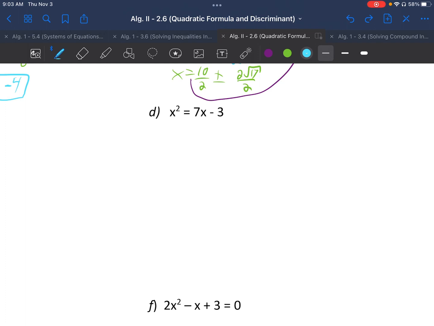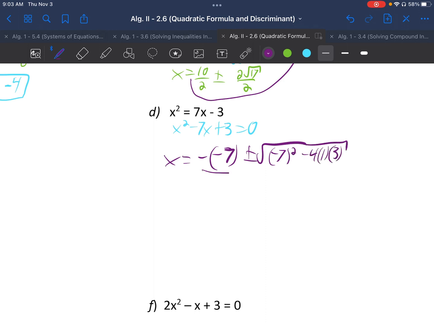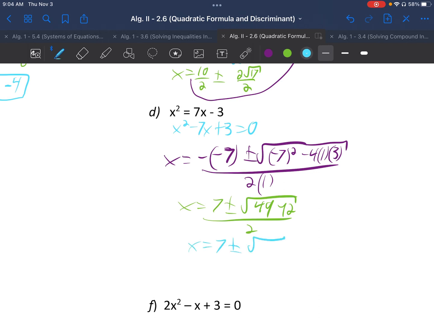On to letter D. Once again, I recommend doing as much as you can now and then continuing the video afterwards. Subtract the 7x from both sides, add the 3 to both sides. I get x squared minus 7x plus 3 equals 0. Plug it in to get x equals negative negative 7 plus or minus the square root of negative 7 squared minus 4 times 1 times 3, all over 2 times 1. That's positive 7 plus or minus the square root of 49 minus 12 over 2. 7 plus or minus the square root of 37 over 2.